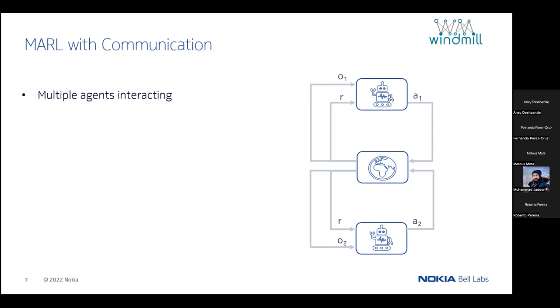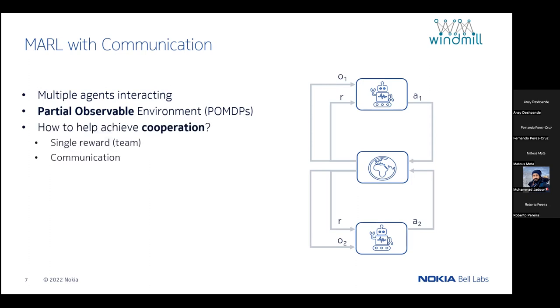In this case, you have multiple agents interacting in an environment, but differently from some of the other works here, we have a partially observable environment, otherwise you don't need to share information if the agents have all the information they need. And how do you achieve cooperation? You can have a single reward for the team, which is what I use. With a team reward, you incentivize cooperation, and you add communication.